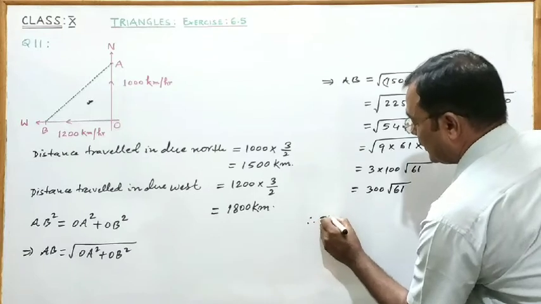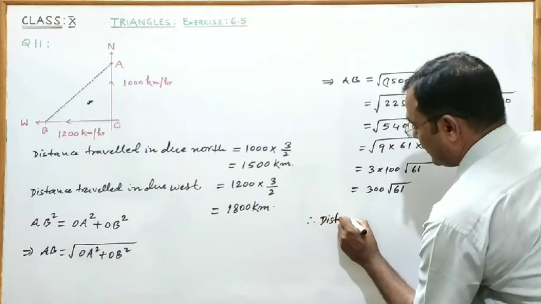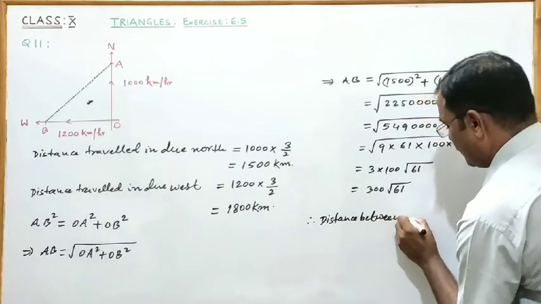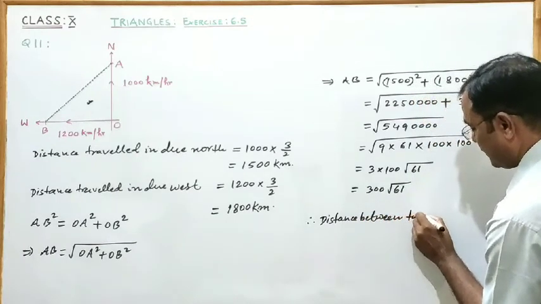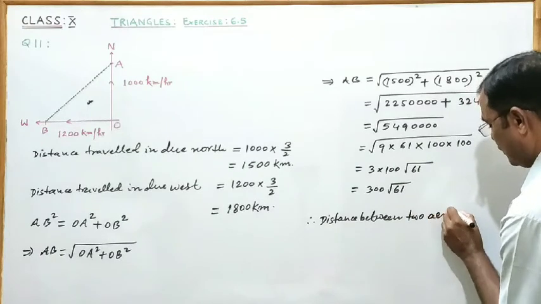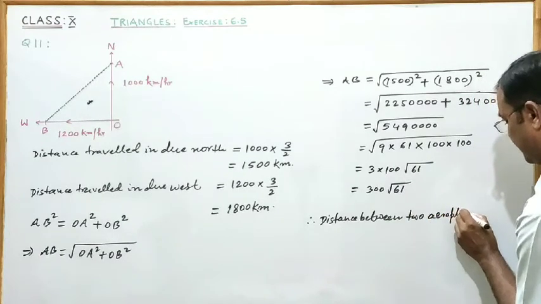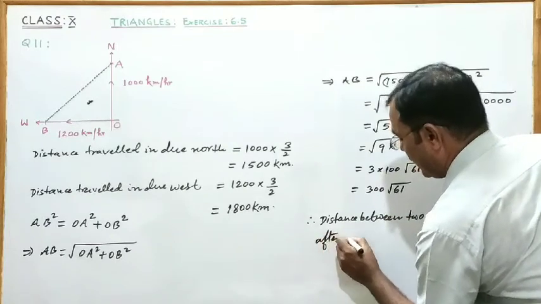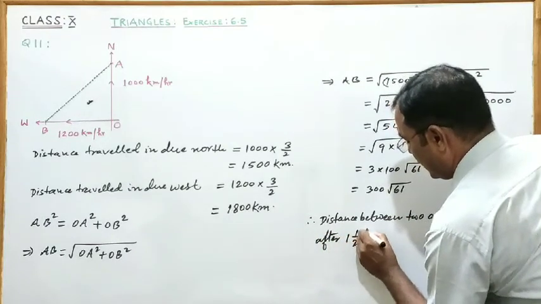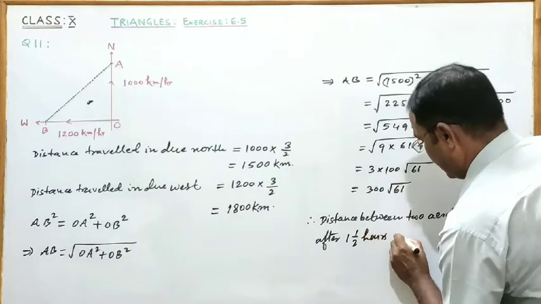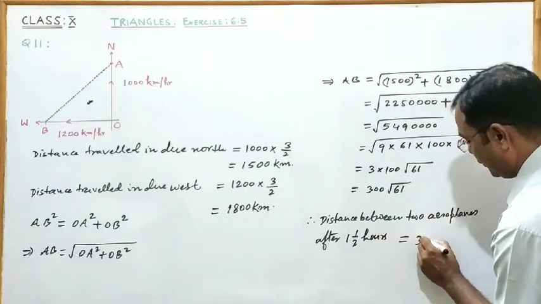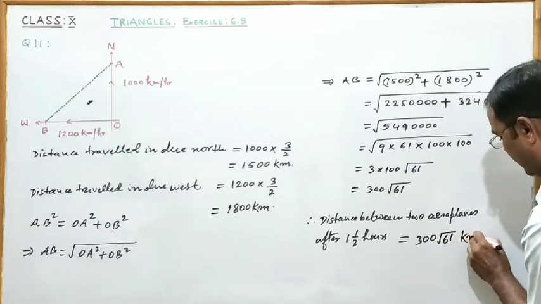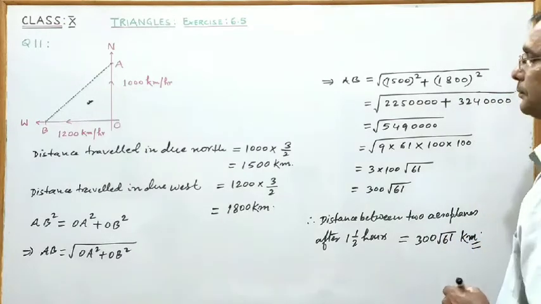Therefore, distance between two aeroplanes after 1.5 hours is equal to 300 under root 61 kilometer.